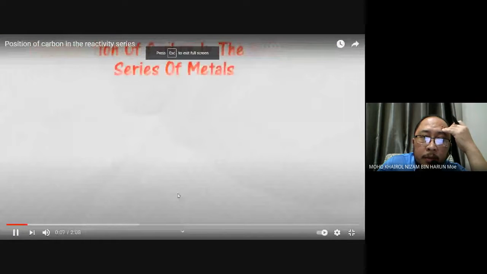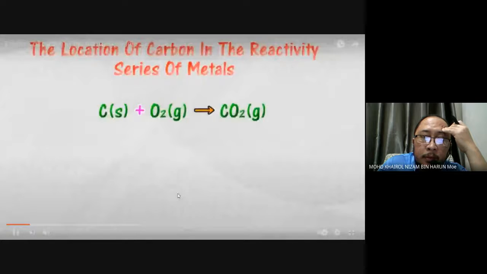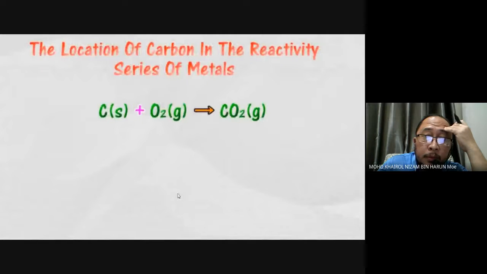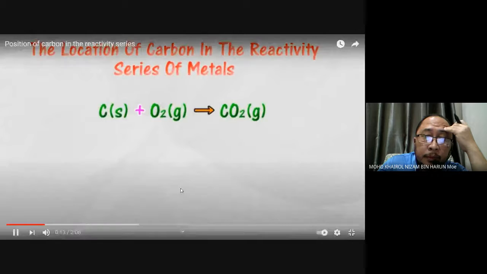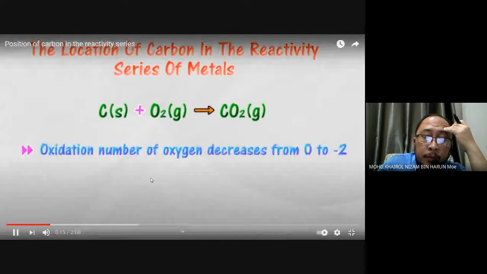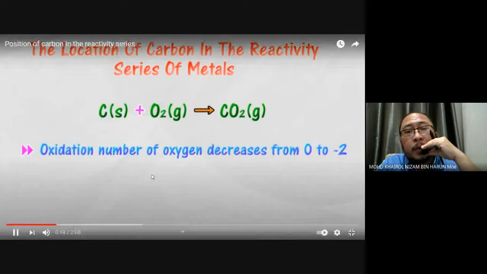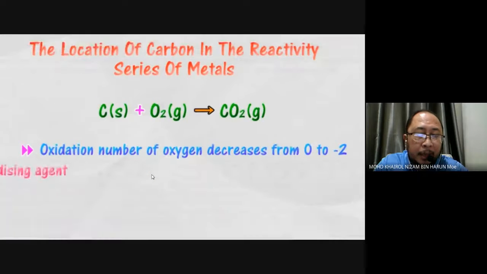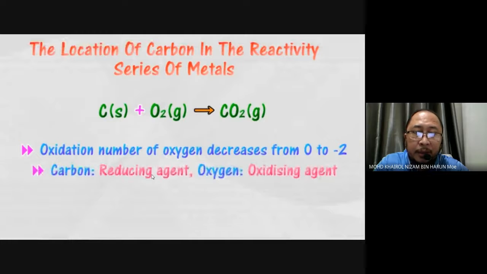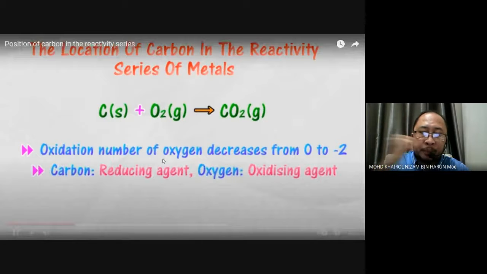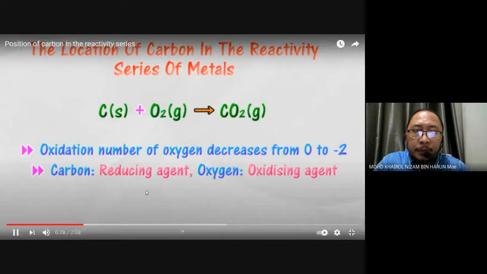Even though carbon is a non-metal element, it can combust in excess oxygen to form carbon dioxide. Oxygen is reduced to oxide ions, and the oxidation number decreases from 0 to -2. Carbon can act as a reducing agent to reduce the metal oxide to its metal. The metal oxide acts as the oxidizing agent to oxidize carbon to carbon dioxide. We want to look into the position of carbon towards oxygen.